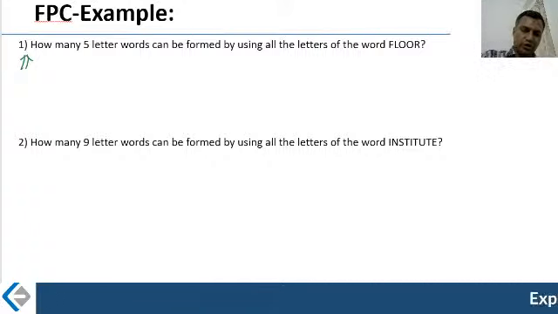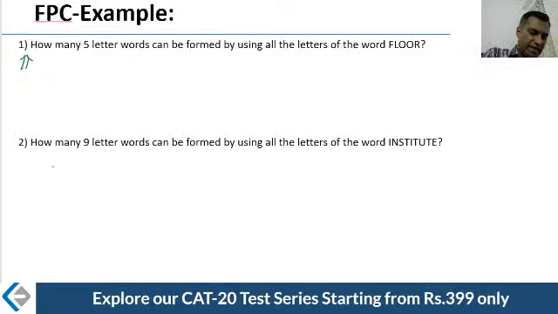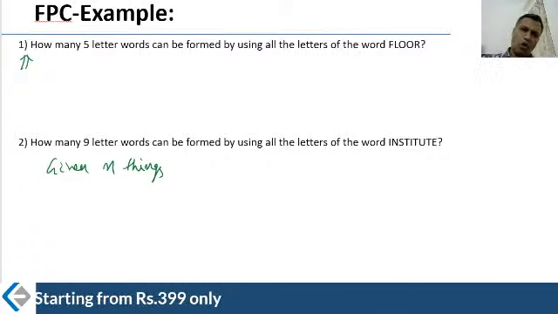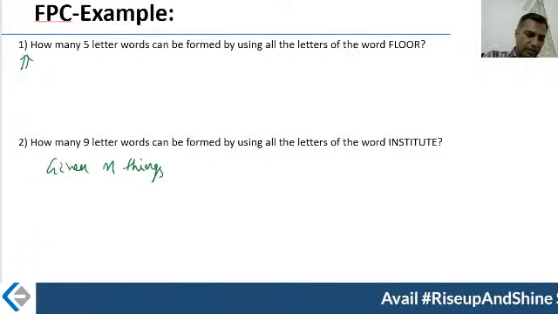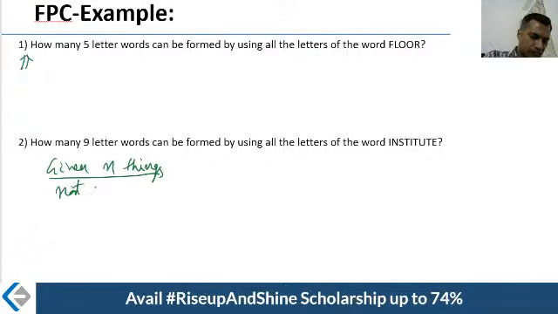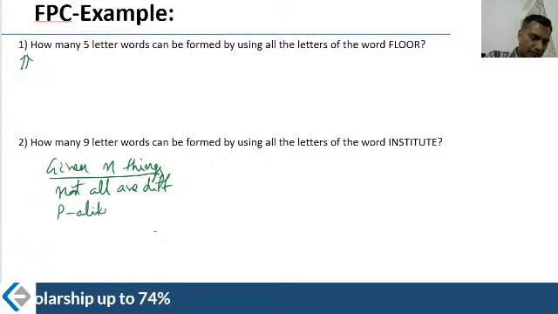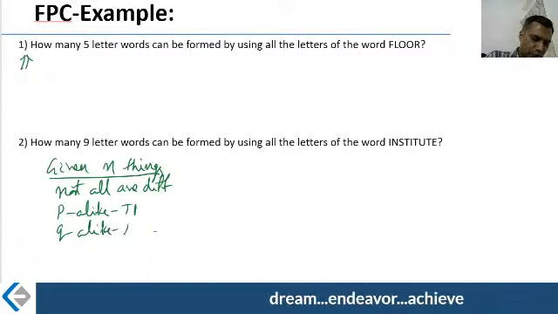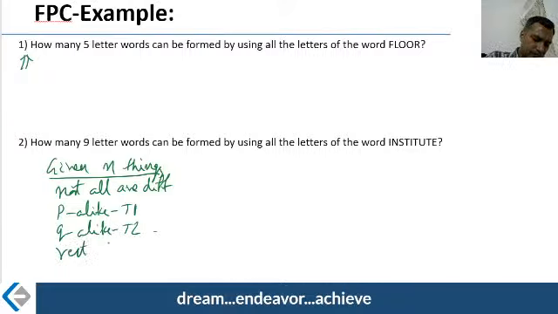Here you're using a particular concept. Let me put it in perspective. Given n things, which may be n digits, n alphabets, or a combination of them, it does not matter, and not all are different. Then P things are alike, say of type 1. Q things are alike, say of type 2. The rest are different.